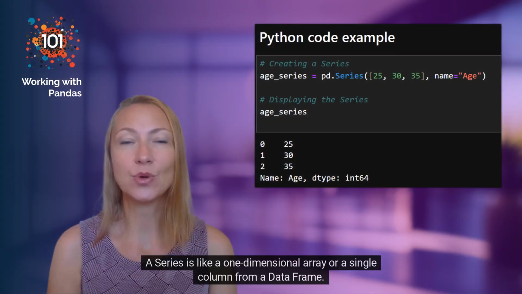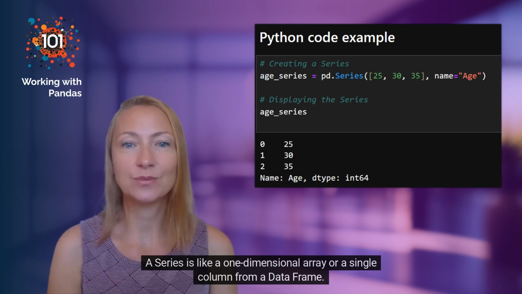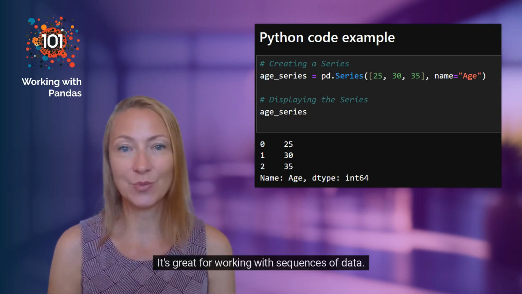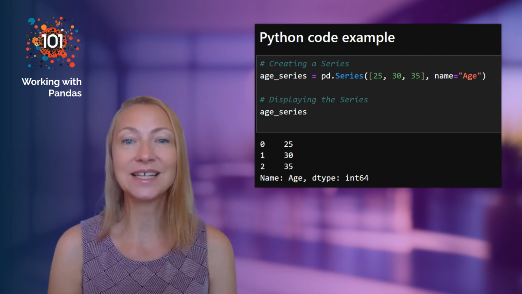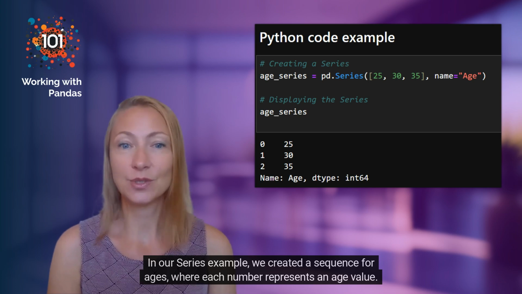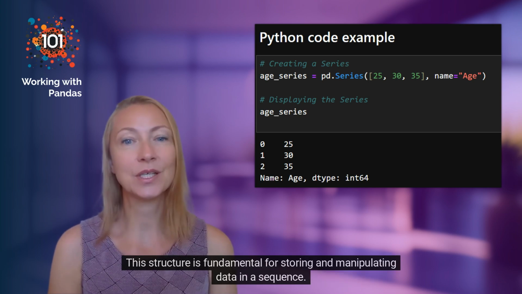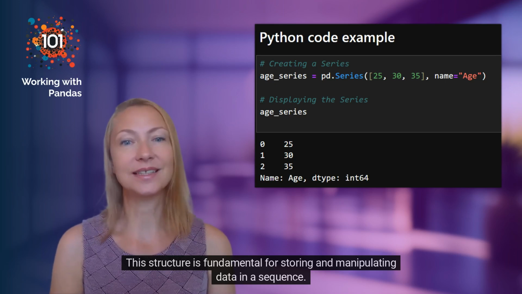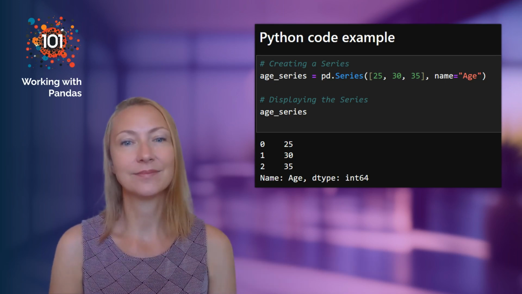A Series is like a one-dimensional array or a single column from a DataFrame. It's great for working with sequences of data. In our Series example, we created a sequence for ages, where each number represents an age value. This structure is fundamental for storing and manipulating data in a sequence.